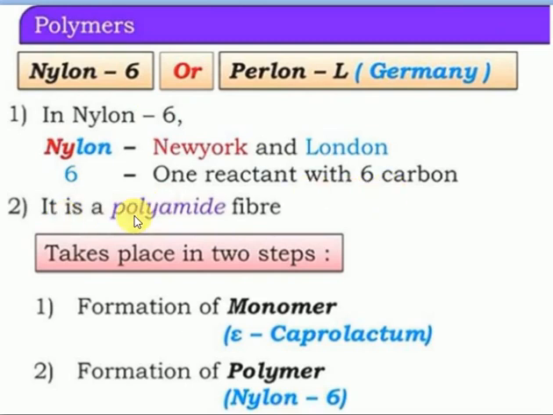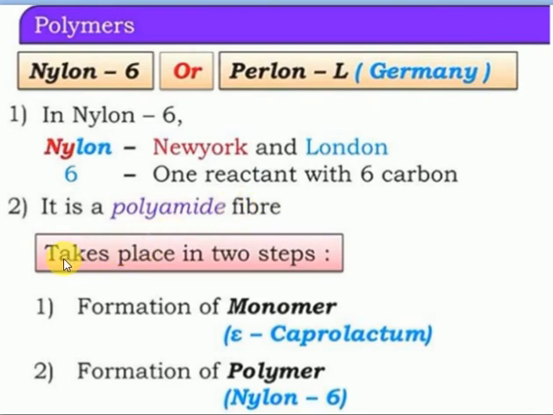Look, it is a polyamide fiber. Nylon fibers are very strong fibers, like threads. They have less elastic nature. Next, nylon wires are used for making nets, also for catching fish.